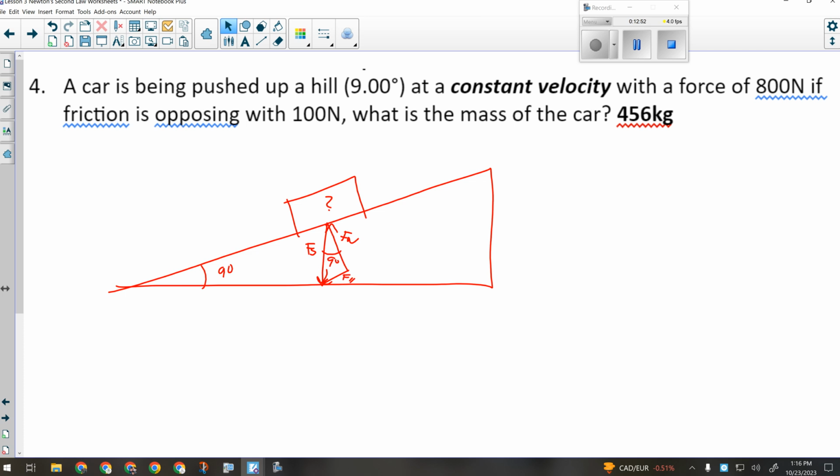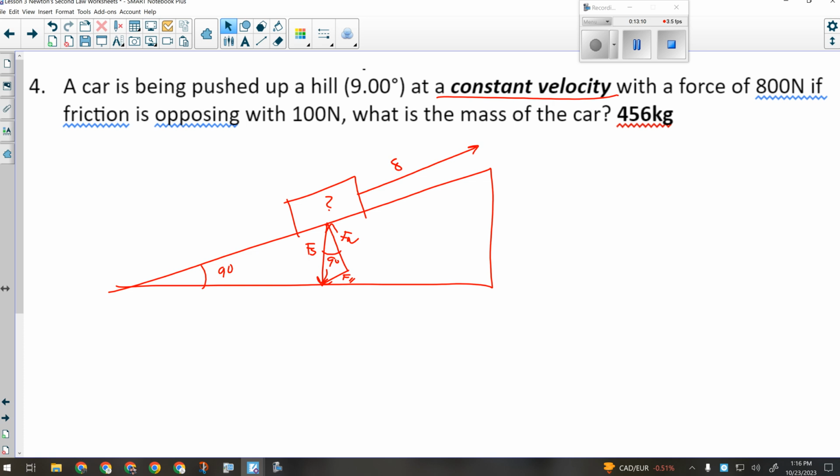Okay, so those are the forces that are in there. Now, what are the key words in this question? Constant velocity. What does that mean about the net force? It's 0. That means the forces up the ramp and the forces down the ramp are equal.